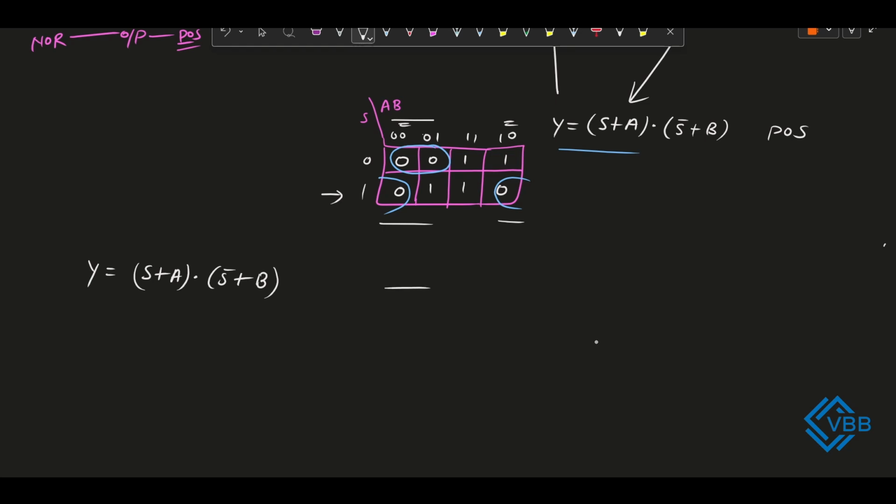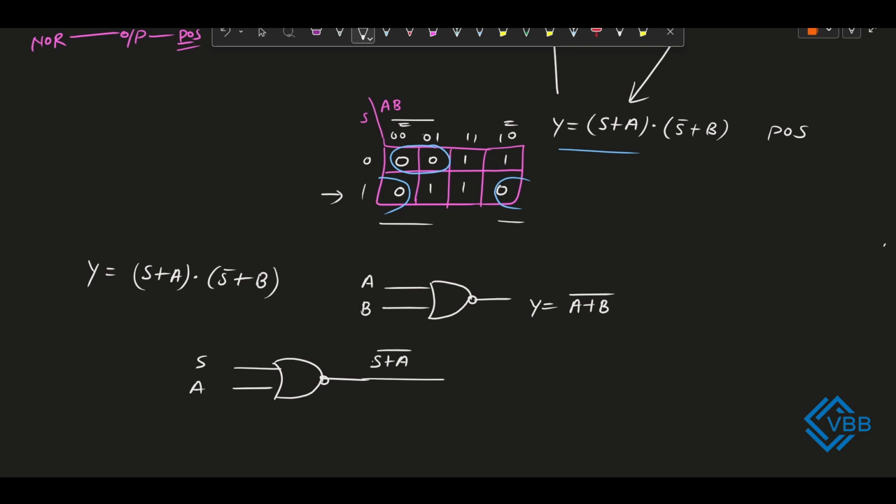As you all know, whenever we pass two inputs, A and B, through the NOR gate, we will get output as A plus B whole complement. Now we need S plus A. So what will we pass through this NOR gate? S and A. What will we get here? S plus A whole complement. And in the second term, if you observe, we are getting S complement plus B.